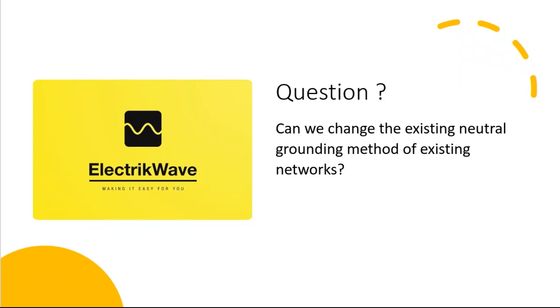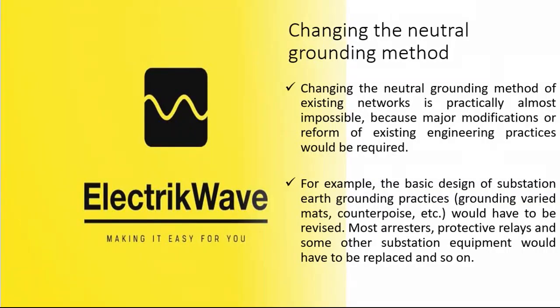Question: can we change the existing neutral grounding method of existing networks? Let's see the answer. Changing the neutral grounding method of existing networks is practically almost impossible, because major modifications or reform of existing engineering practices would be required. For example, the basic design of substation earth grounding practices, grounding mats, counterpoise, etc., would have to be revised. Most arresters, protective relays, and some other substation equipment would have to be replaced, and so on.